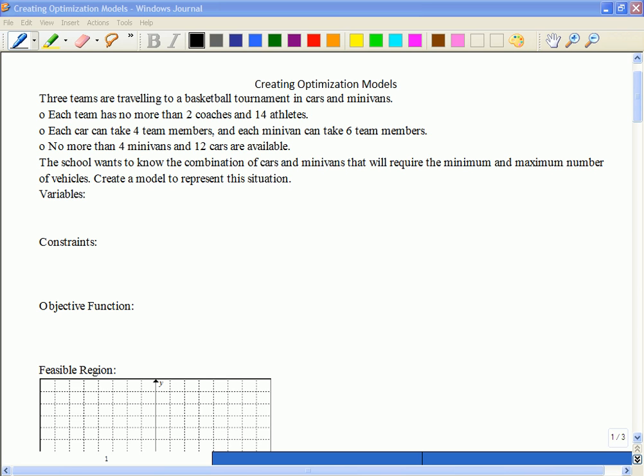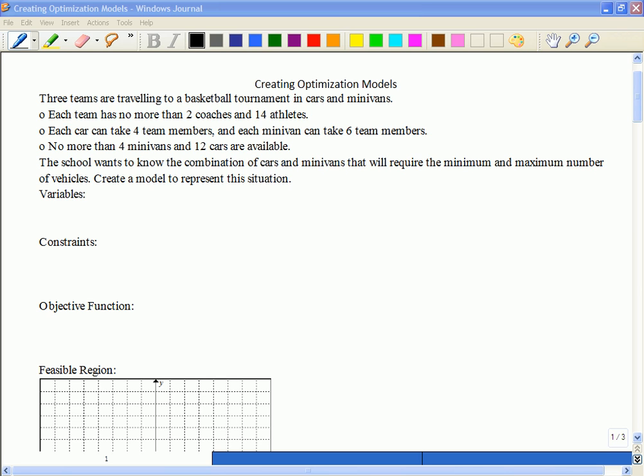Each team has no more than 2 coaches and 14 athletes. Each car can take 4 team members, and each minivan can take 6 team members. No more than 4 minivans and 12 cars are available. The school wants to know what combinations of cars and minivans will require the minimum and maximum number of vehicles. So our objective is to figure out the minimum or maximum amount of vehicles. When we get to that step, I'll walk you through it.